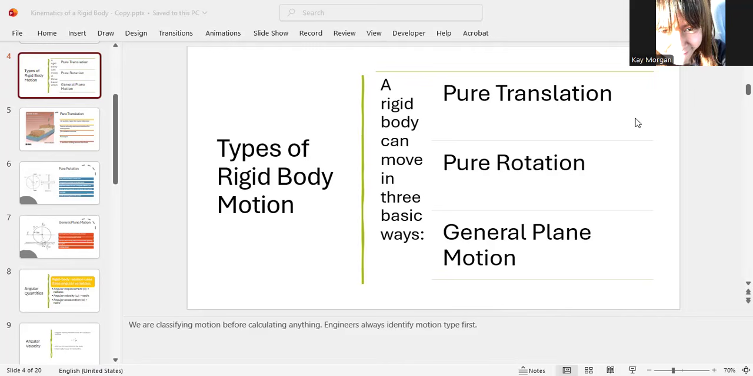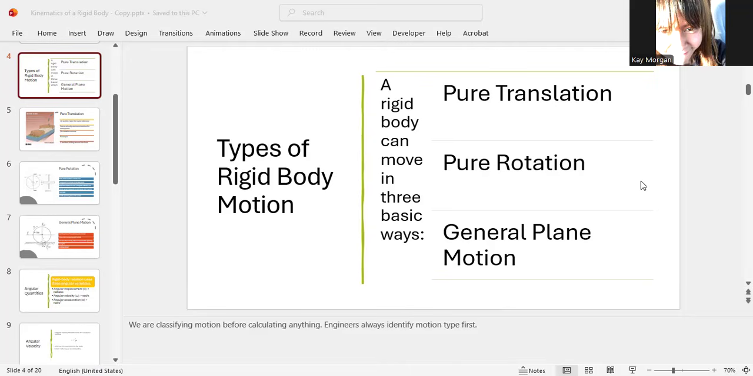Let's think about an example. An example of a pure translation would be something you know every day: your elevator moving straight up, or a box sliding across the table without tipping or spinning. That's a type of rigid body motion.